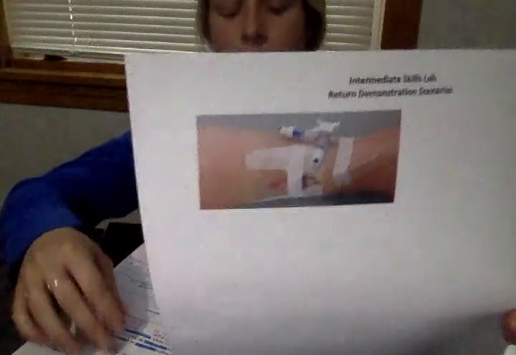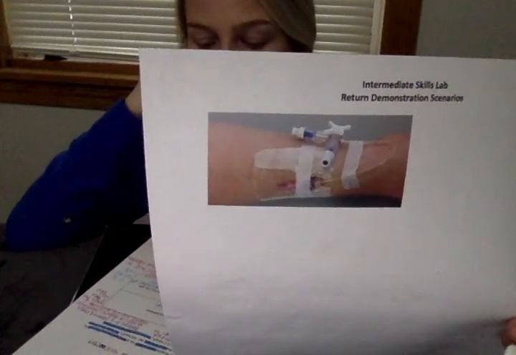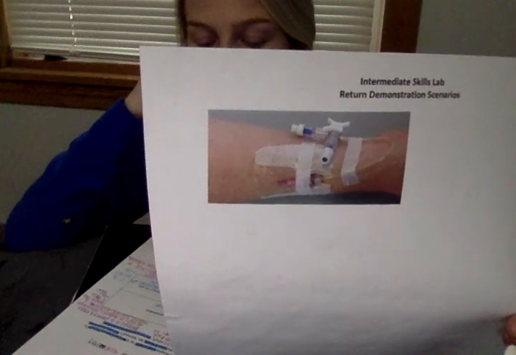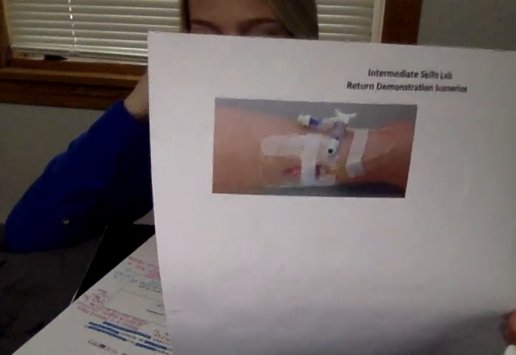He has a peripheral IV in place, and I'm going to assess that. So I'm going to do some hand hygiene. I'm going to put on my gloves, and I'm going to assess the IV. As you can see, my patient's IV is patent and intact with no signs of phlebitis, infiltration, redness, swelling, or discharge. I would ask the patient if there is any pain.